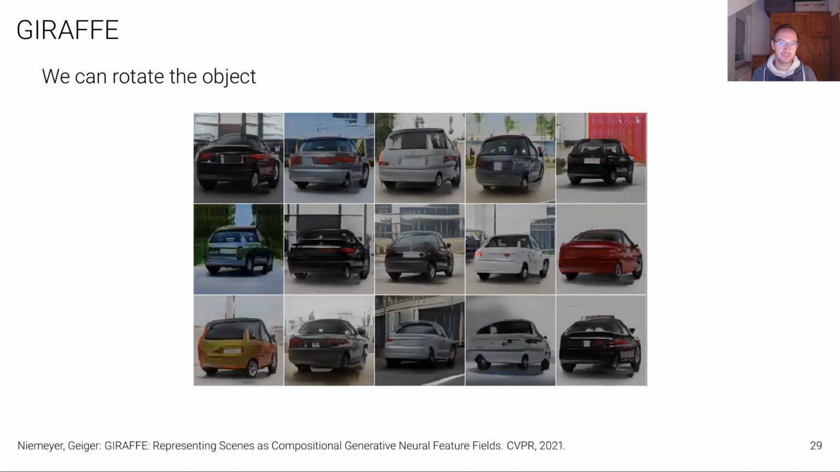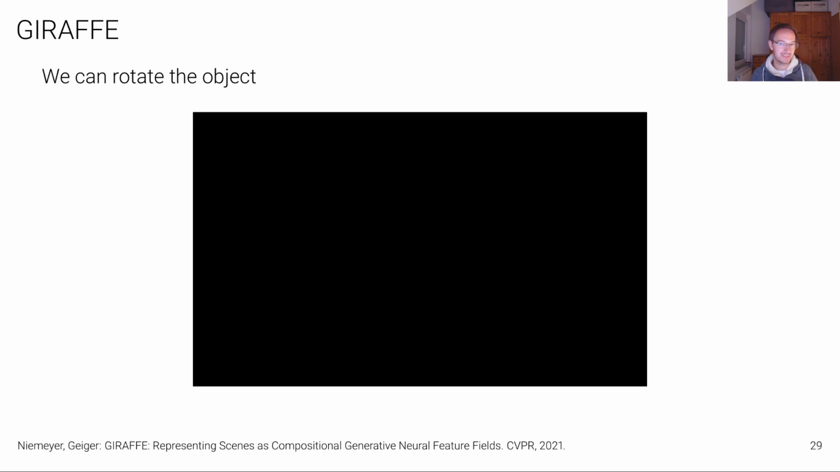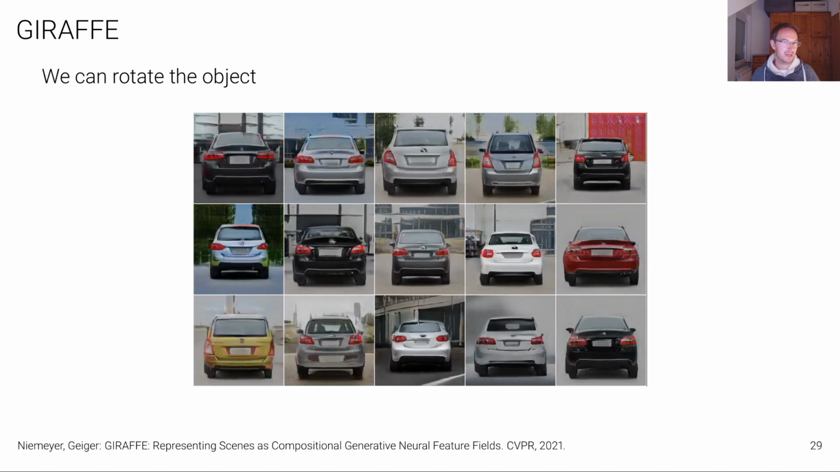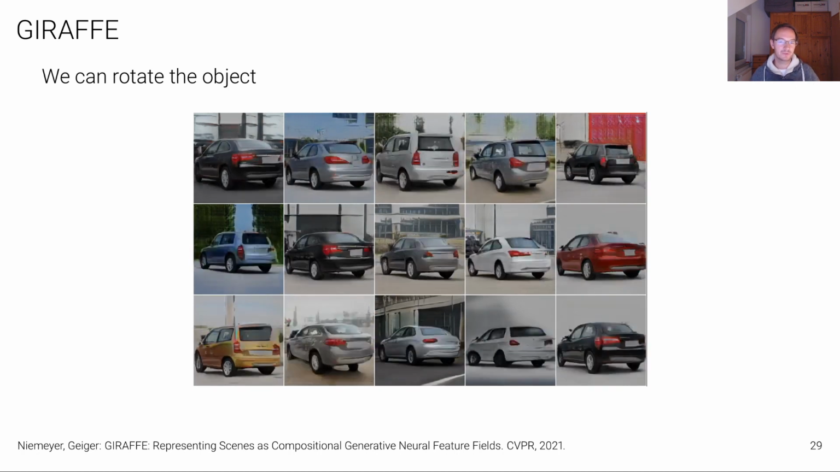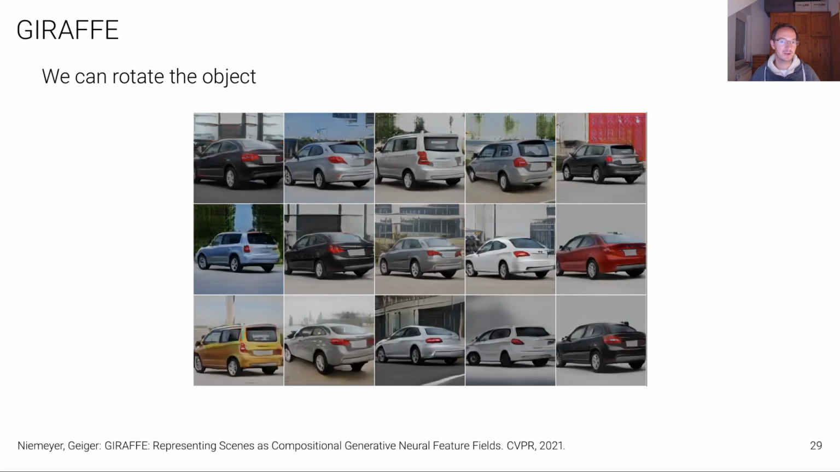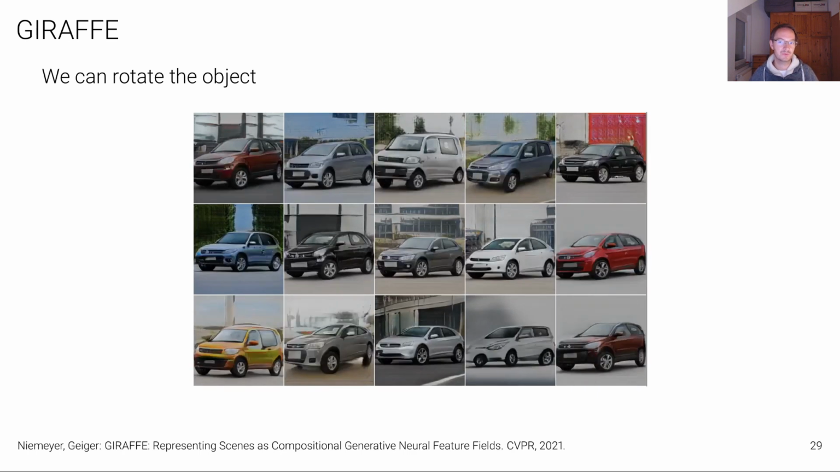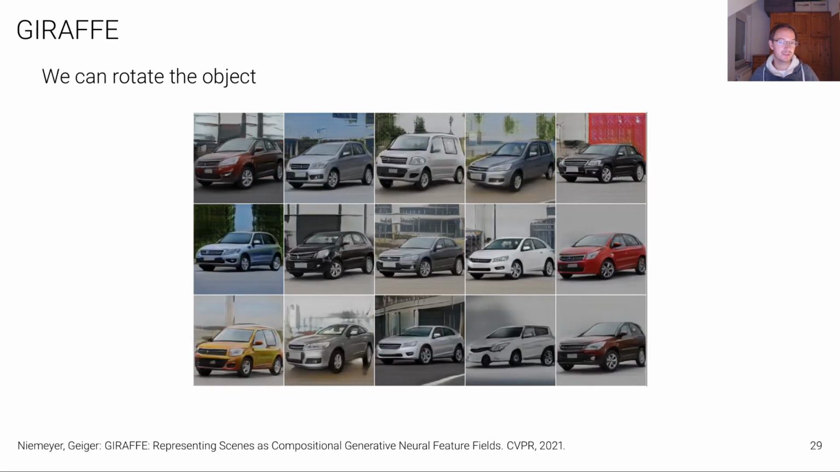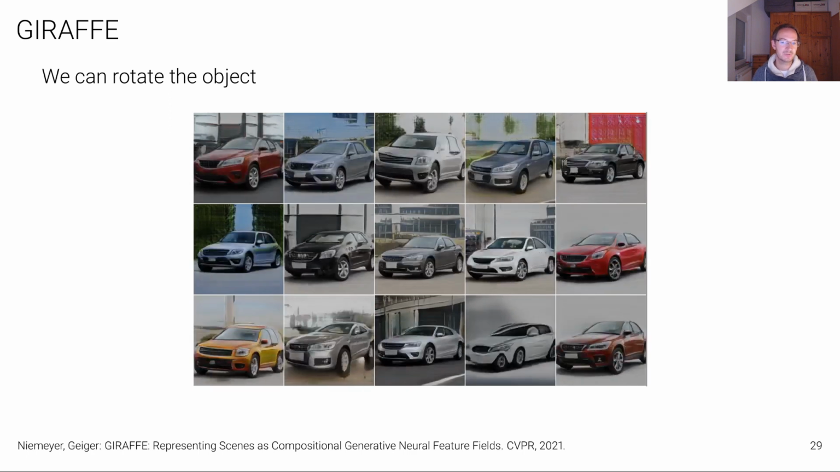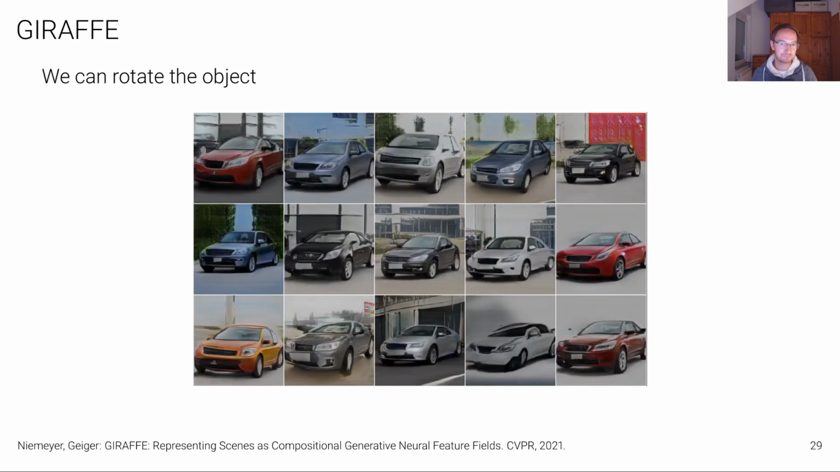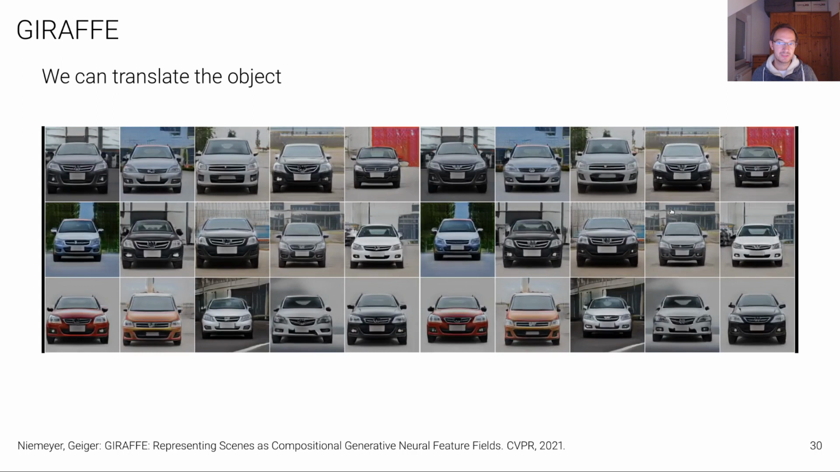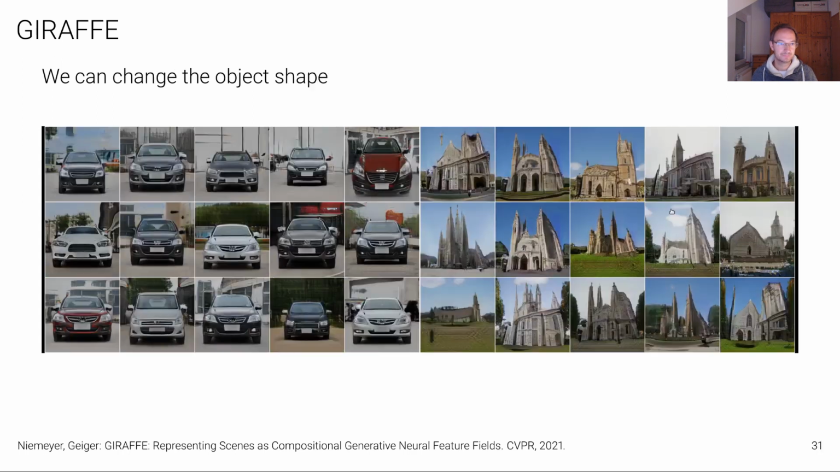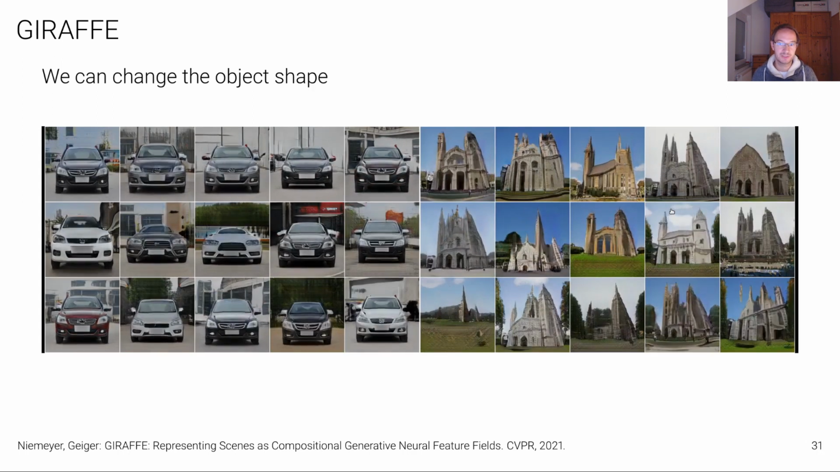We can also rotate the object. Note that for this dataset, the dataset is very biased. It contains a lot of frontal views and back views of the car, and also side views, but less views from angles in between. And so we get a little bit of this bias also in our reconstructions here. We can also translate the object, and we can change the object shape.